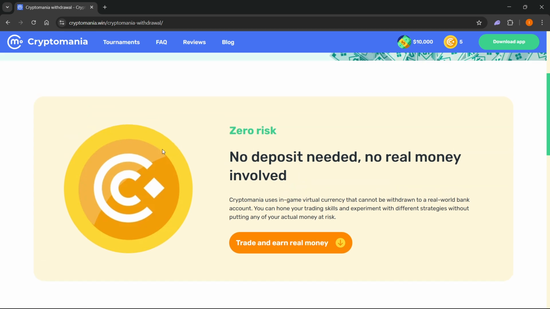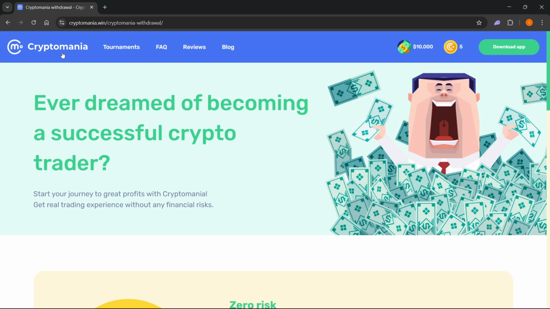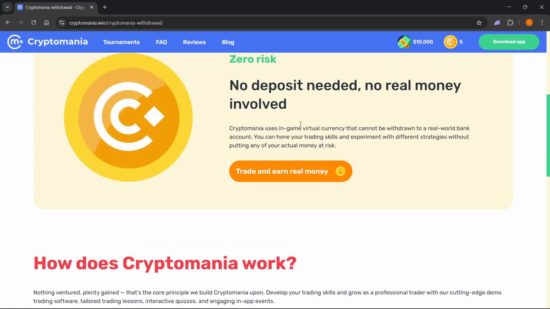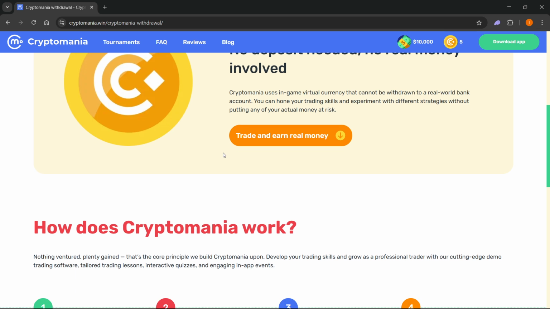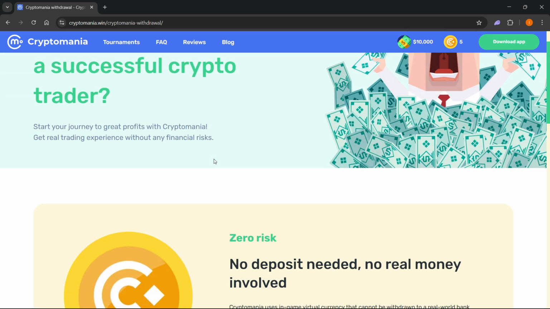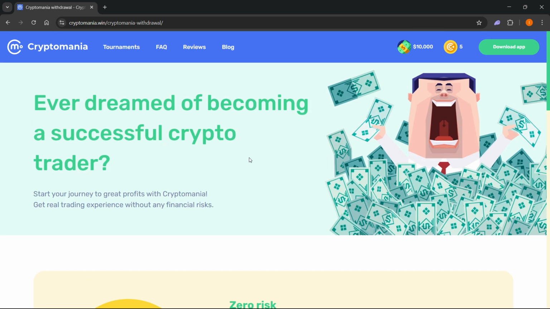It's just used here on the platform, and you can use it inside the in-game shop where you can buy different cool things. But there's no actual way to withdraw money from Cryptomania because that money is not real, and it's basically just a platform where you can learn how to become a good trader and start trading with the currency on there without needing to deposit any real money. So that's pretty much it. Unfortunately, you can't actually withdraw the funds from Cryptomania because they're not real.